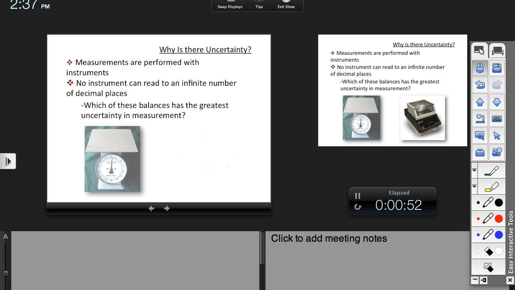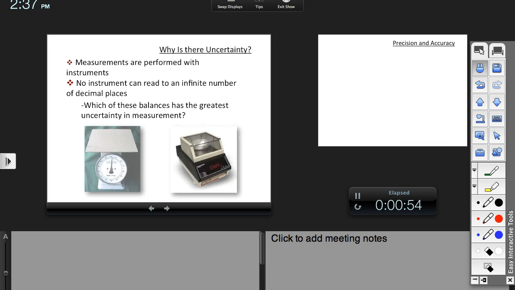If we look at these two balances, this balance can read, you know, a quarter of an ounce or whatever. And then on the right side, we have an analytical balance, similar to the one in the lab where you close the door and it can read to 4 decimal places. So of course, this one on the right is going to have less uncertainty. We're going to try to use the best instruments we can while we have class.